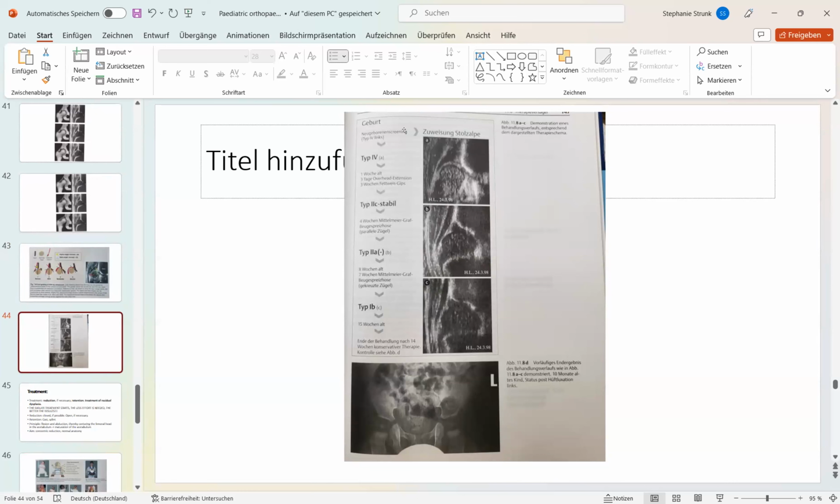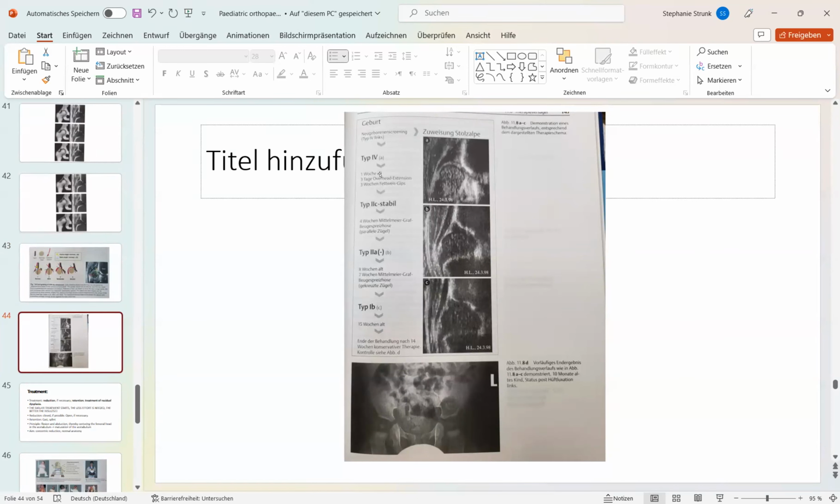This is newborn screening. Baby was born and sent to his clinic. So this is a type 4. He said, here you can see, this is the ilium, straight echo. This is the acetabulum, the lower rim of the acetabulum. This is the labrum, and you can see this hip is completely out. This is a type 4 hip, complete dysplasia.